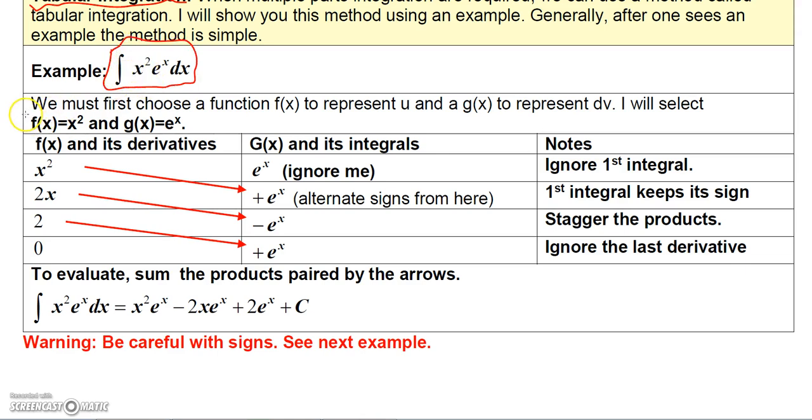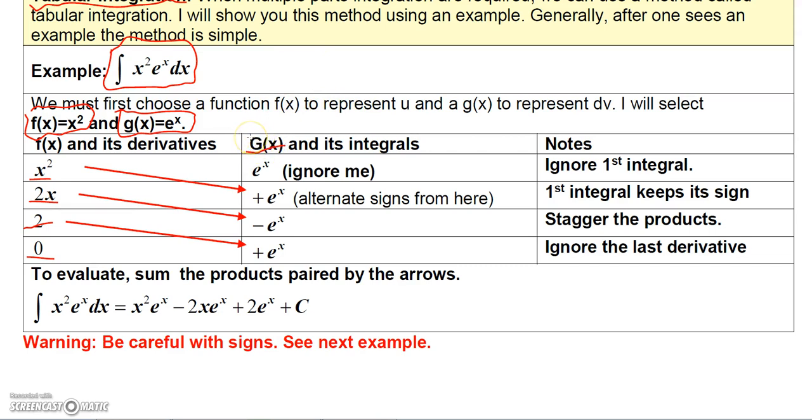So what I'm going to do is I'm going to let f of x equal x squared, and I'm going to let g of x equal e to the x. Now in this first column, I'm going to enter f of x, and then below it I'm going to enter the first derivative of f of x, which would be 2x. Then I'm going to enter the second derivative of f of x, which is 2. Then I'm going to enter the final derivative here, because you get 0, and any derivatives after that would be 0.